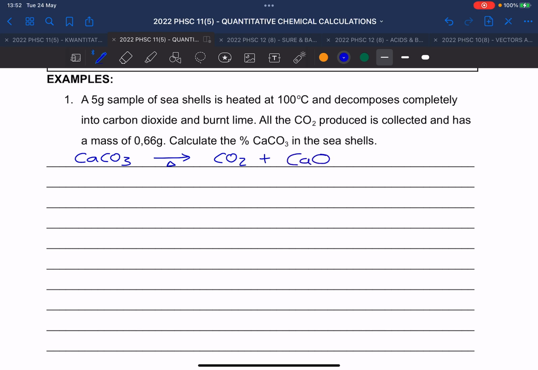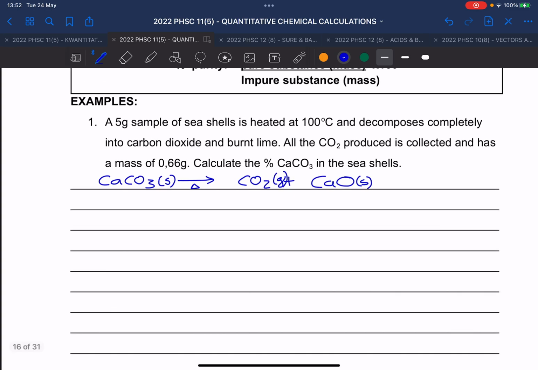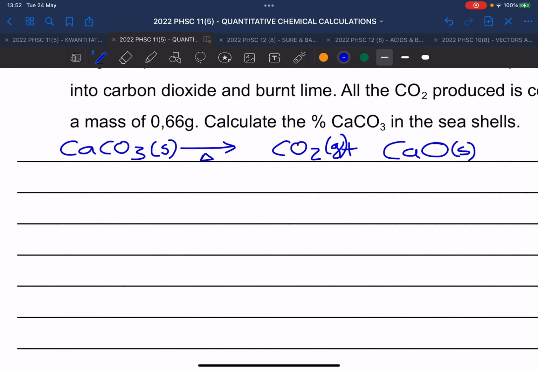Calcium carbonate. Calcium carbonate is a white powder. I showed it to you. Sorry. Calcium oxide is a white powder. Calcium carbonate is also a white powder, and carbon dioxide is a gas. Yes, Mama? Calcium oxide.